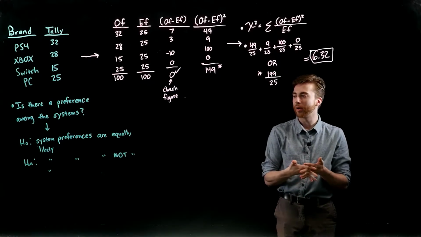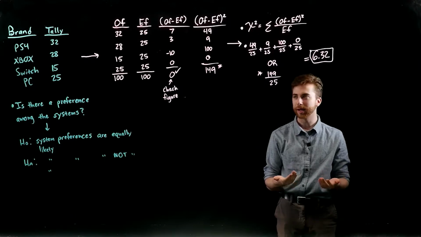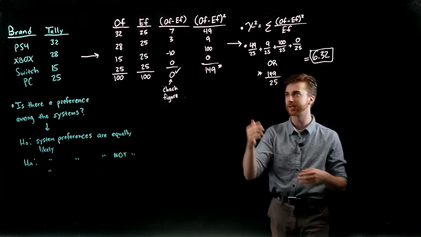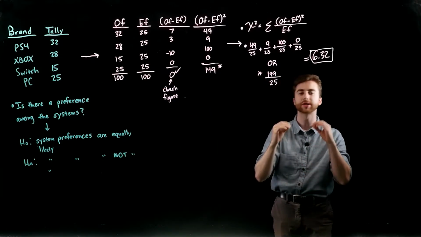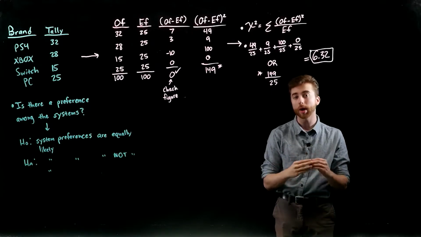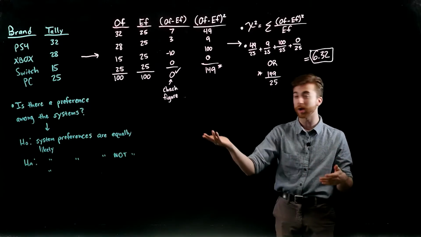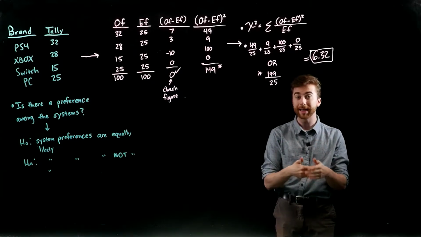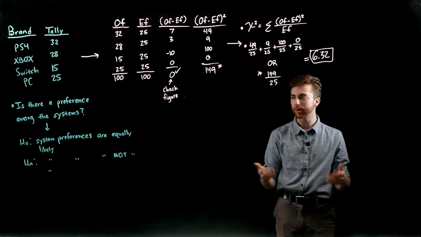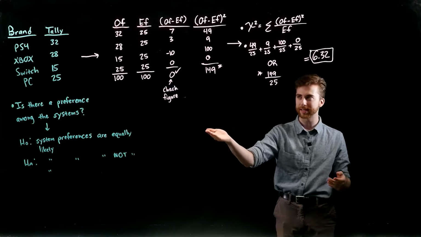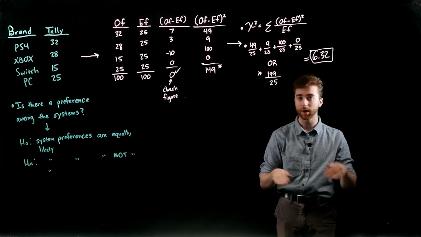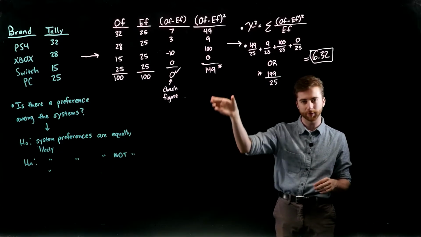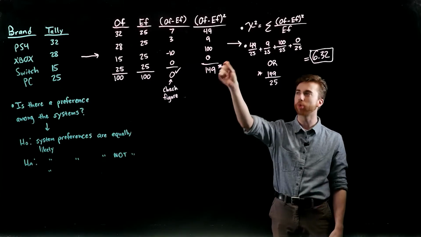Here's what it's saying. We're wondering whether or not the system preferences are equally likely. First of all, given our observed frequencies, we have a total of 100 people we sampled, because we have 32 from PS4, 28 from Xbox, and so on. When you add all of them together, that's 100 people that we asked what their console preference was. So if I'm wondering what the expected frequency would be if they were all equally likely, I think: I have 100 people sampled, and let's say there wasn't a preference at all, it was split evenly, everyone preferred the same amount. Then I have 100 people and 4 different brands to choose from, so 100 divided by 4 would be 25 people each.